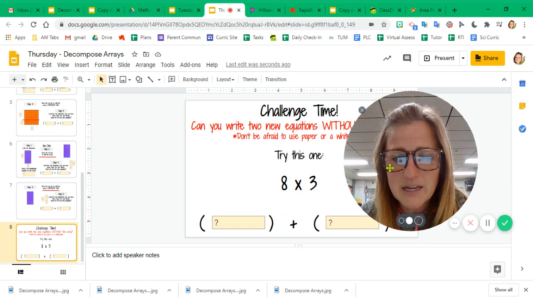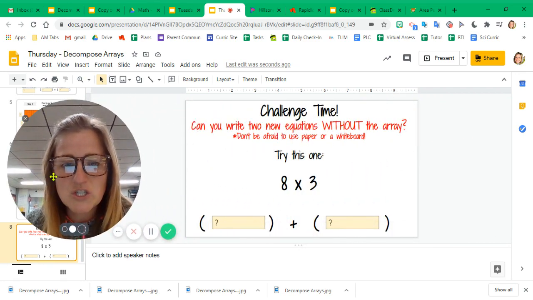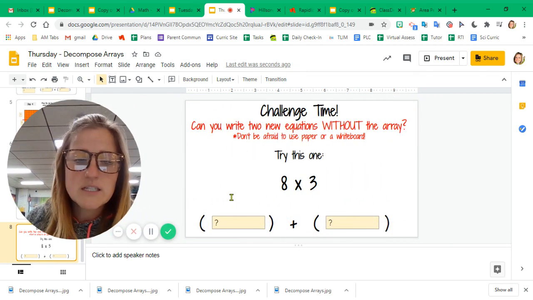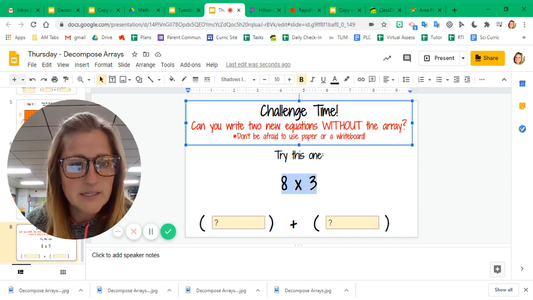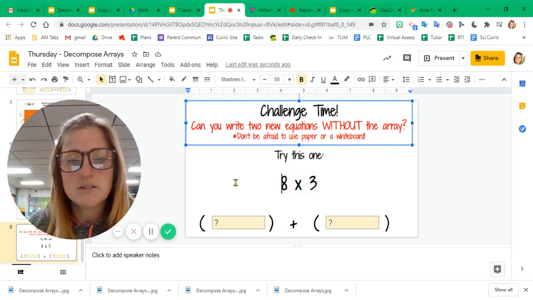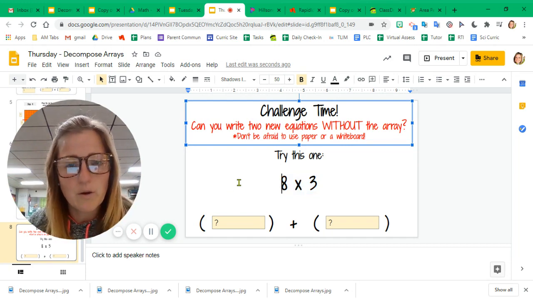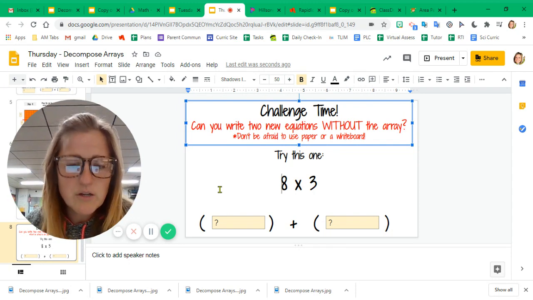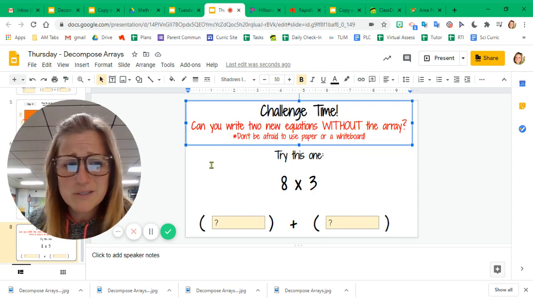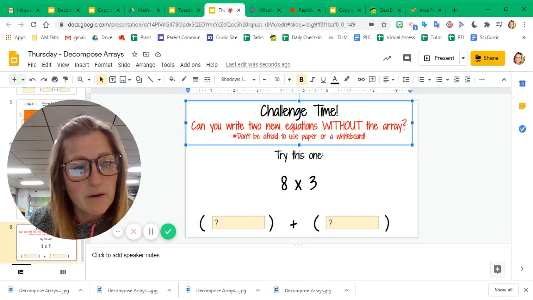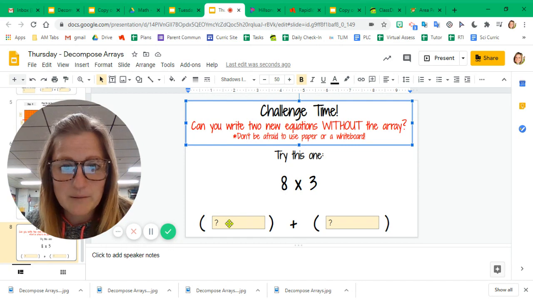the last slide. The challenge question is challenging you to see if you could break up a larger equation, 8 times 3, without having the array picture. But don't be afraid, if you need to grab paper or a whiteboard, you could draw an 8 by 3 and split it on your paper or your whiteboard. There is no shame in that. But this is also a challenge to see if you could think about it without the array.